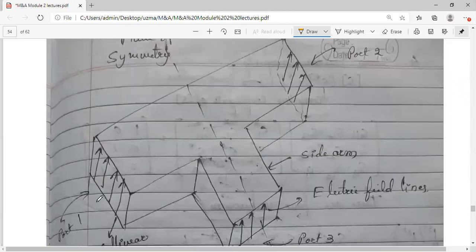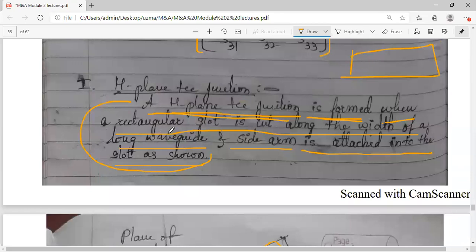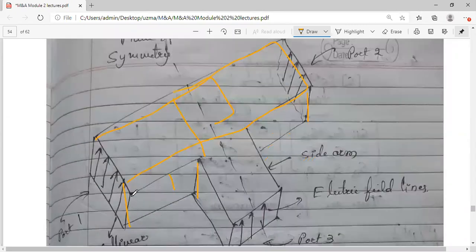Here it is given. You have a long waveguide. There is a slot made, where you will cut that slot either on the top or the width, because here it is given, it is formed when a slot is cut along the width. Along the width means you have to take this thickness. Along this width, you have to make a slot. In that you have to put one more arm. You insert one more arm. So this looks like an English alphabet T.